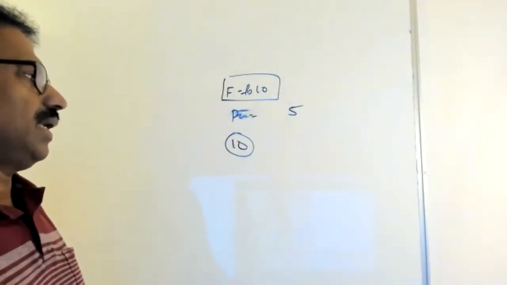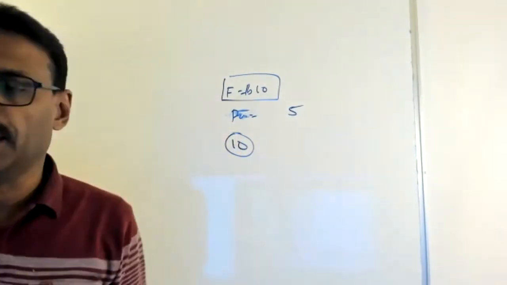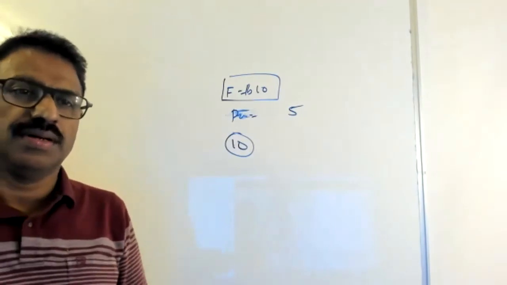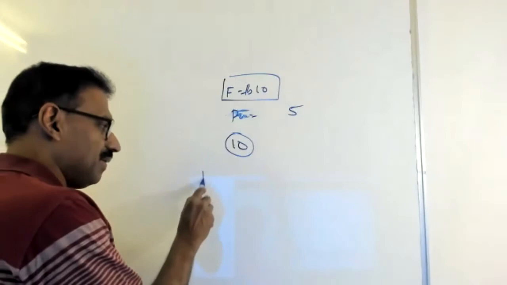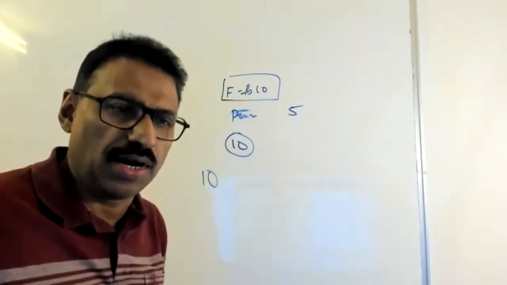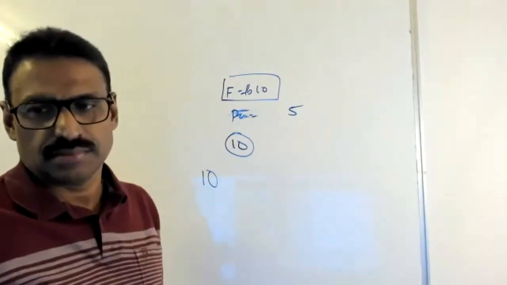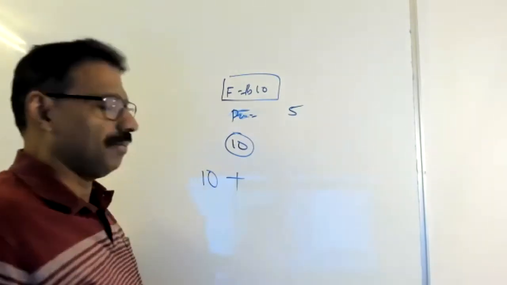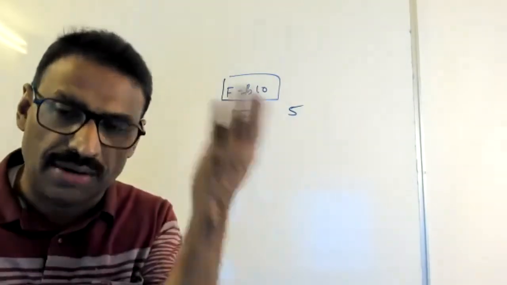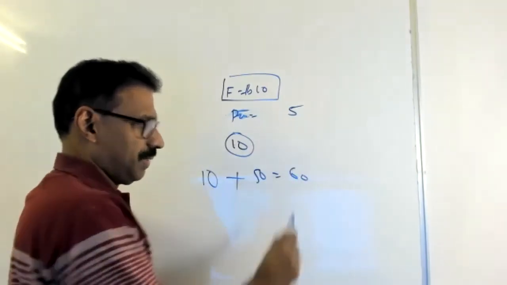Okay. Then if you travel 10 kilometers, how much do you have to pay in total? 60 rupees. Correct or not? You paid 10 for what? To talk to the taxi driver or to touch the taxi. Correct or not? 10 you have to pay, plus, okay, then how many kilometers you travel? 10 kilometers. 10 into 5, 50. So 60 rupees you have to pay.